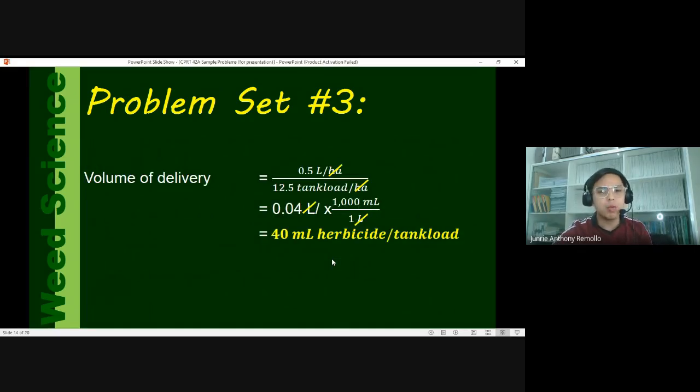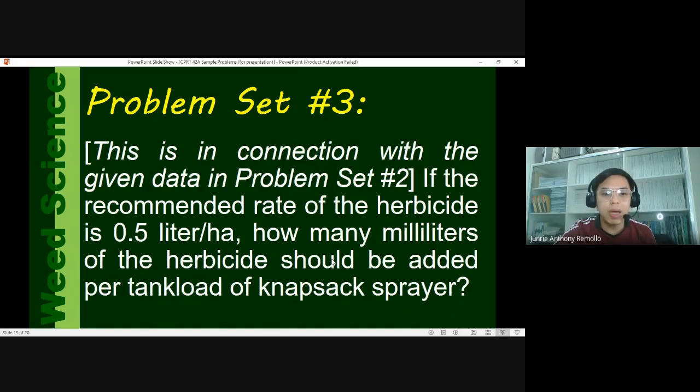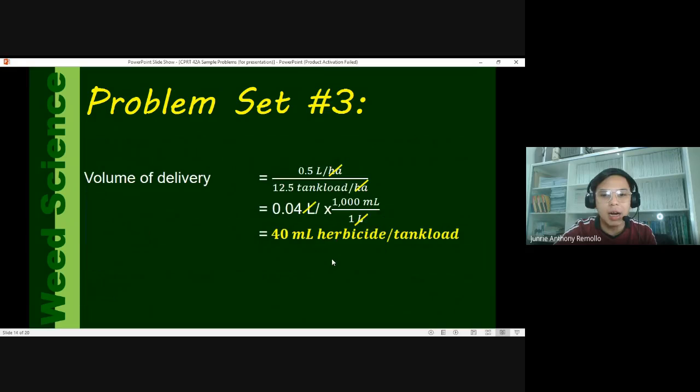So simply we just compute for the volume of delivery. Based on the problem, it was given that the recommended rate is 0.5 liters per hectare. So we just divide 0.5 liters per hectare by 12.5 tank loads per hectare, which we computed earlier. And it will result to 0.04 liters. However, we need to convert it first into milliliters.